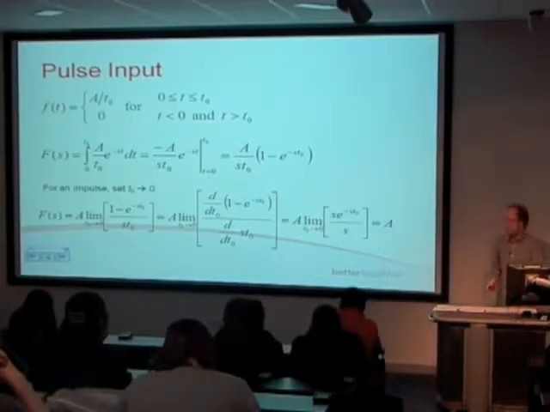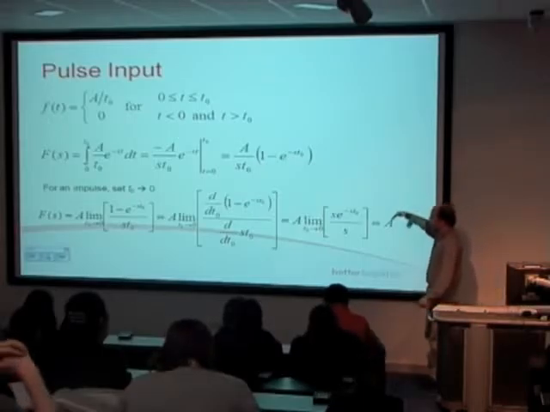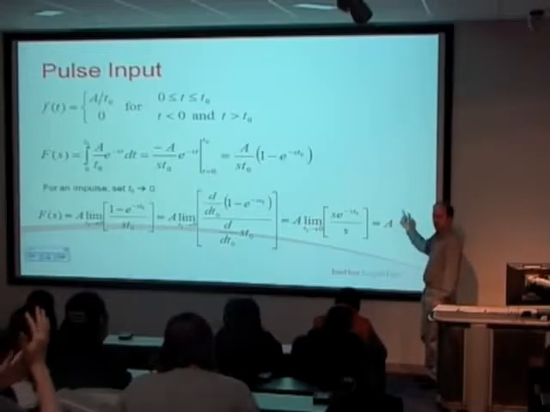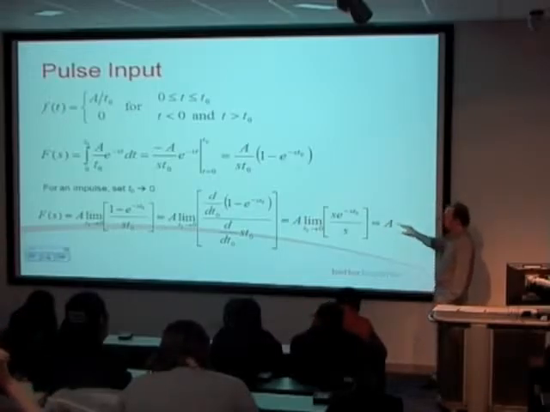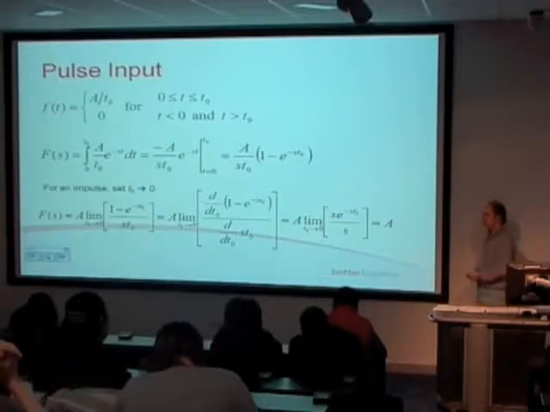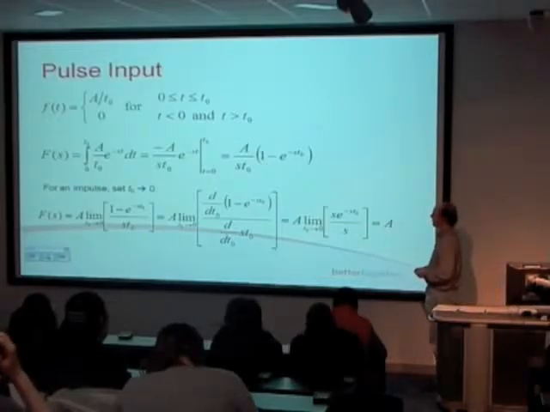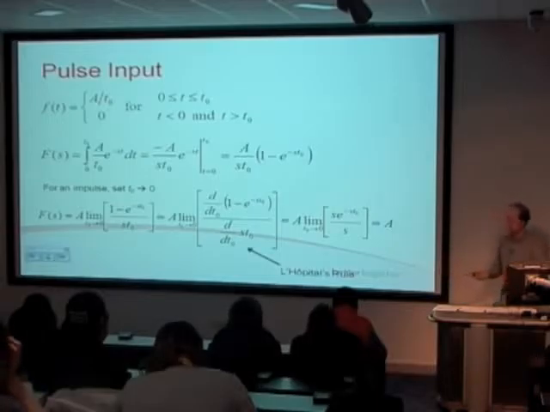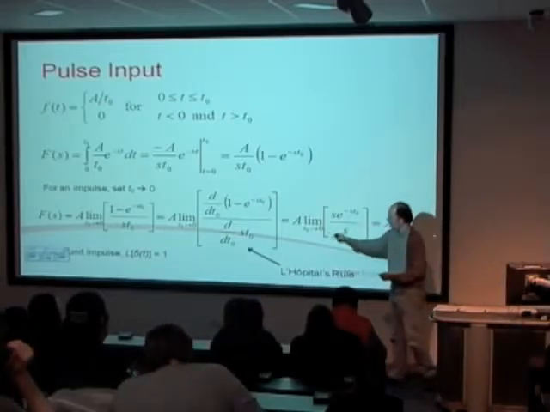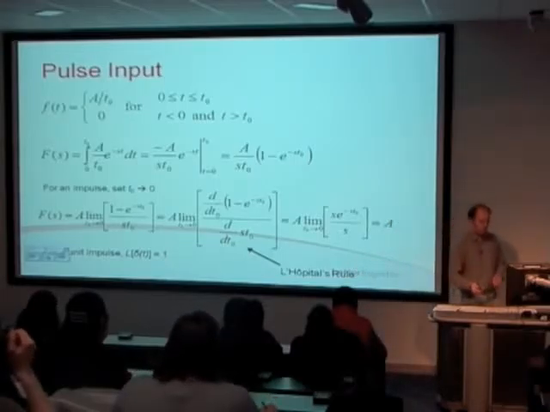Okay, and so for an impulse, the value of the input is a. It's just a value, and if you've got a unit impulse, then the value is 1. Okay, your input is 1. And so we've got our three sorts of inputs. Like I said, this is L'Hopital's rule. Unit impulse is 1.